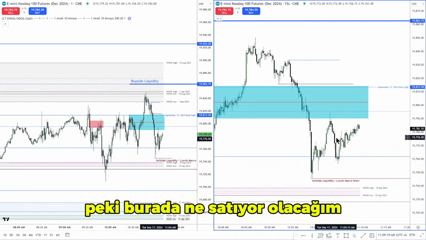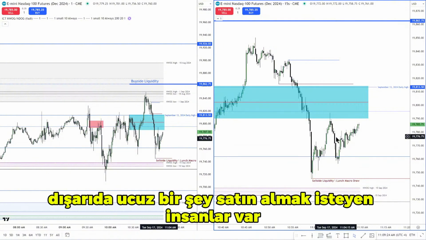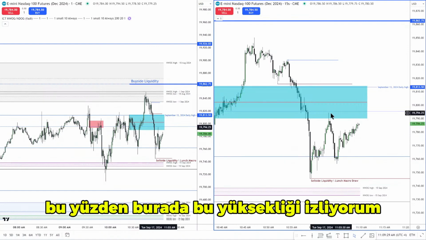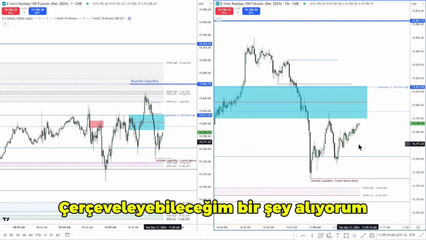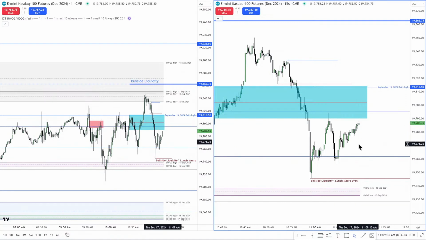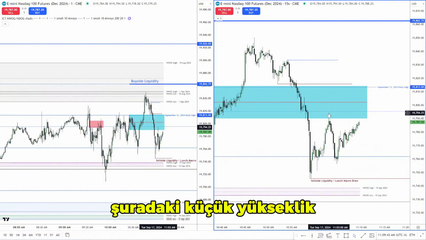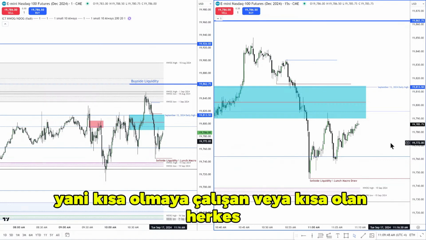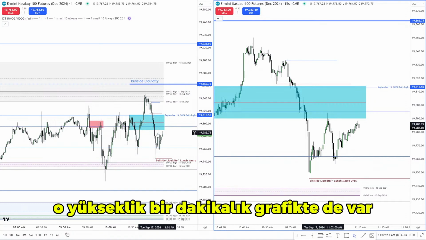So what would I be doing? Selling here. I'm selling at a discount. There's people out there who want to buy something cheap. So I'm watching this high here because that'll tell me what I want to do. I told you I'm not leaving until I get something that I can frame on. And look at this. It's just slowly gyrating up to that little high right there. So anyone that's trying to be short or that is short, not that they're all using a 15-second chart, mind you, but you can see that high is also on the 1-minute chart.